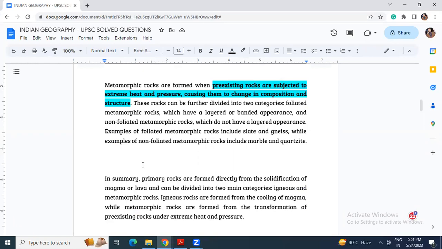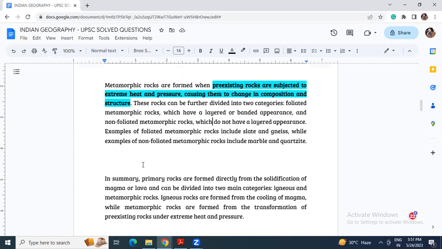So, as I said, when we say primary rock we mean igneous rock, because metamorphic rock is the subsequent stage, when these pre-existing rocks are subjected to extreme heat and pressure, then they form this metamorphic rock, because the change in composition and structure implies a new form of rock, and that is metamorphic rock.